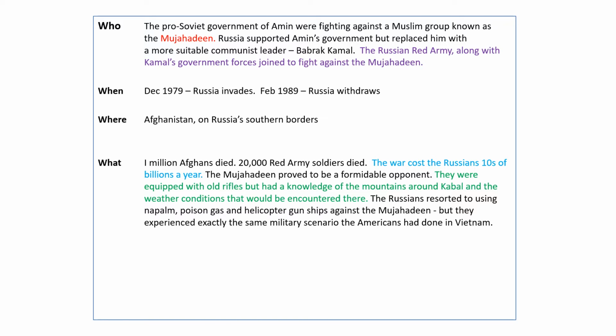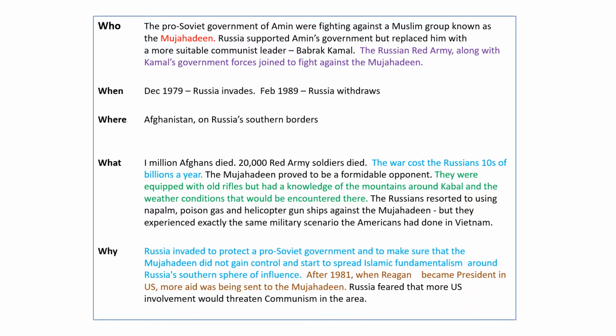They were equipped with old rifles but had a knowledge of the mountains around Kabul and the weather conditions that would be encountered there. The Russians resorted to using napalm, similar to what the Americans did in Vietnam, and helicopter gunships against the Mujahideen. And as you can see there, they experienced exactly the same military scenario the Americans had done in Vietnam. So the Afghanistan war is almost seen as the Soviets' Vietnam War, if that makes sense.